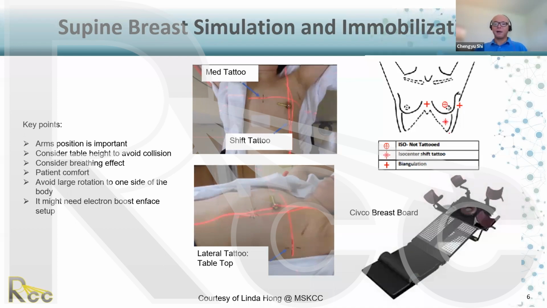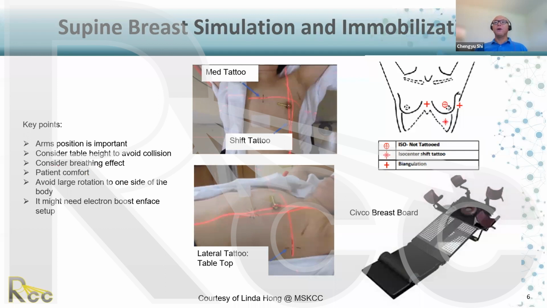You know, some patients have concerns, they don't want to be tattooed too much. And we want to make sure the arm position is right. Most of the time, if the patient can raise the arm, you will use the arm-up position. Certain patients cannot because they have shoulder problems. And we still try to use medicine to control the pain, unless the patient really cannot do it. And we try to open as much as we can. And you consider the table height. If you raise it too much, you may collide with the gantry of the machine.